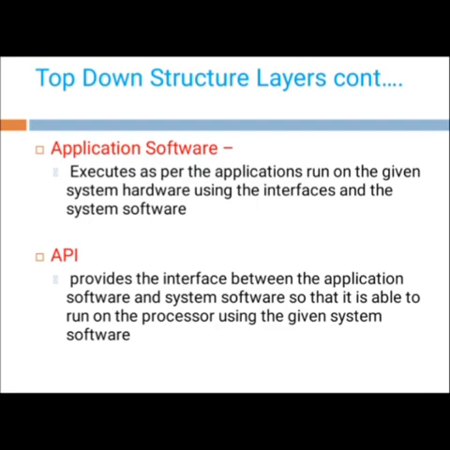Next one, API. API is application programming interface. It provides the interface between the application software and the system software so that it is able to run on the processor using the given system software. So the two things are over.